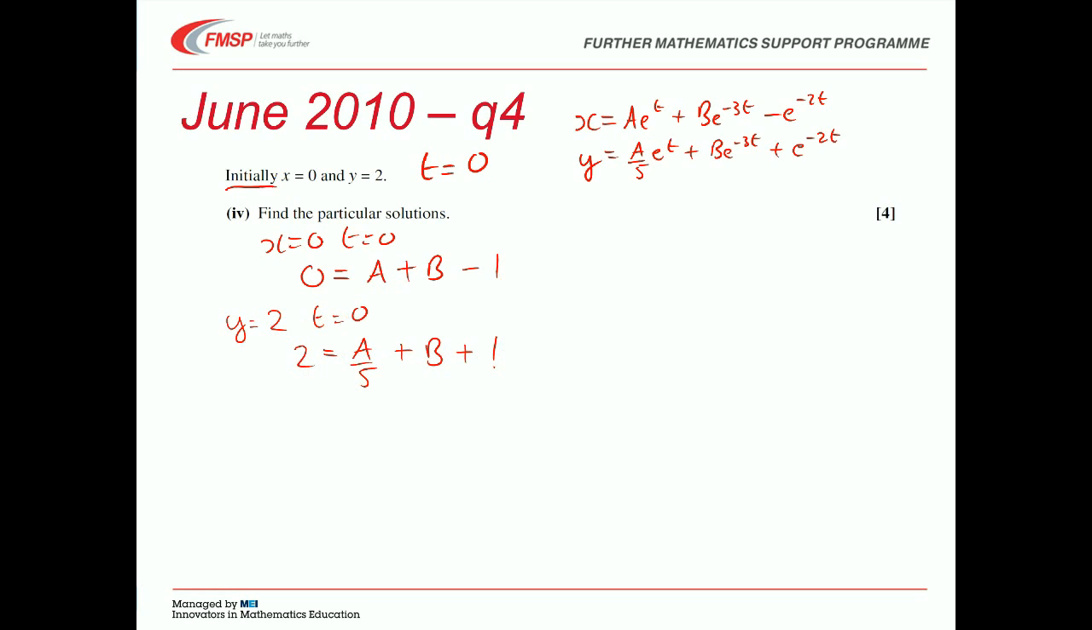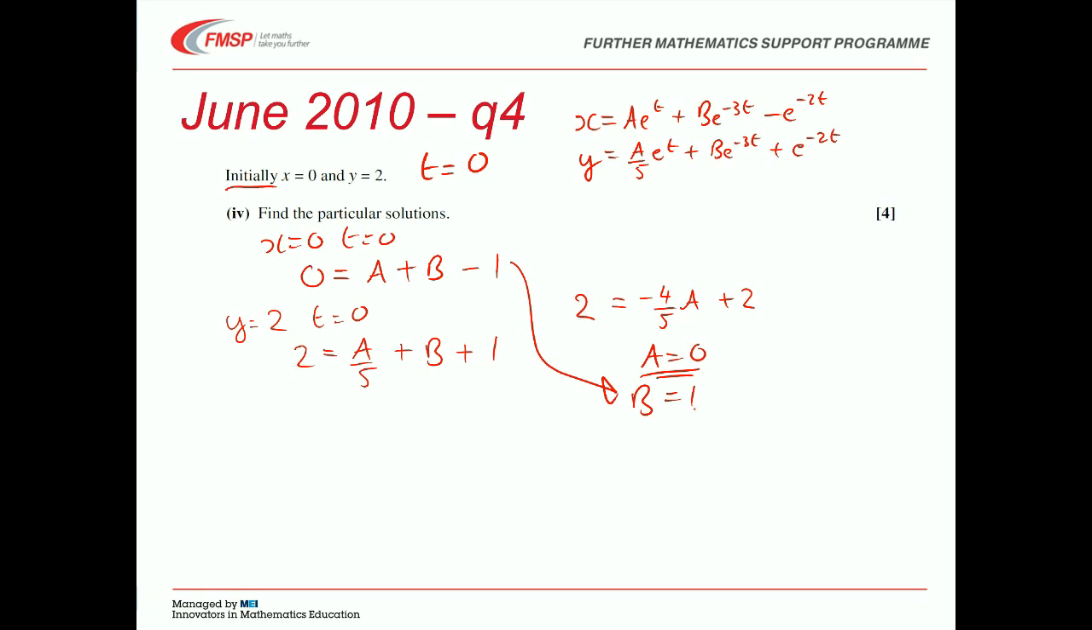So I need to eliminate one of these things to get a and b. It's rather obvious that I could add these or subtract one from the other. Let's do the second line minus the first line, and I'm going to get 2 on the left. I'm going to get a over 5 minus a, so that's minus 4/5 a. The b's will cancel. I'll get plus 1 minus minus 1, which is 2, and immediately we get that 2 equals something plus 2, so a must be 0, which is a relief. And that straight away tells me from this one that b is 1.